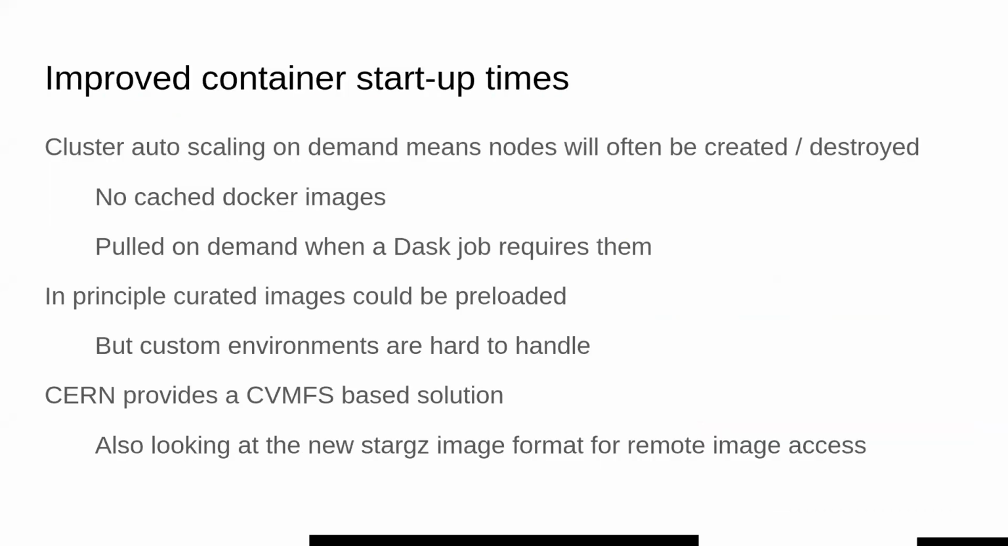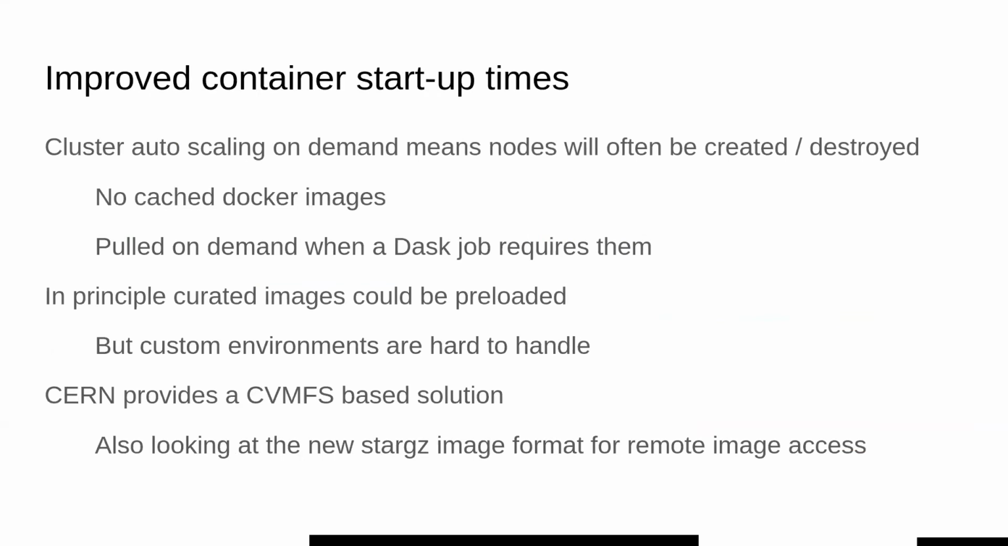One thing that comes out of this is that because we were mentioning auto-scaling being very important, and specifically when you're using public cloud, you really need to enable this so that you only pay when you're actually using the resources. What this means is that very often the workloads will run in a brand new node, which means that whatever Docker images you would maybe expect to be cached will not be there.